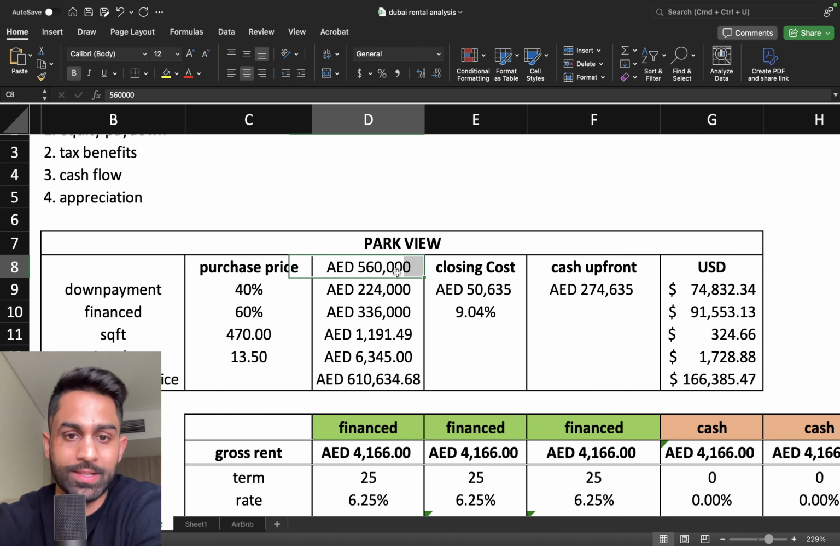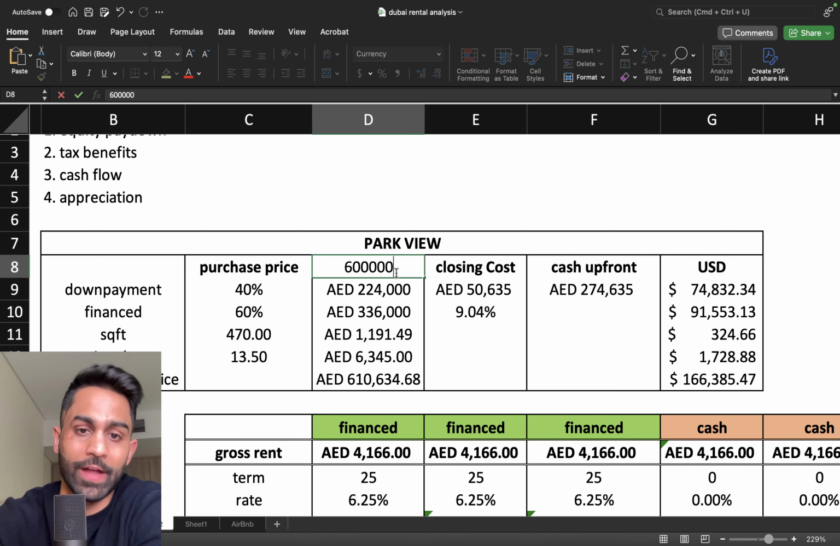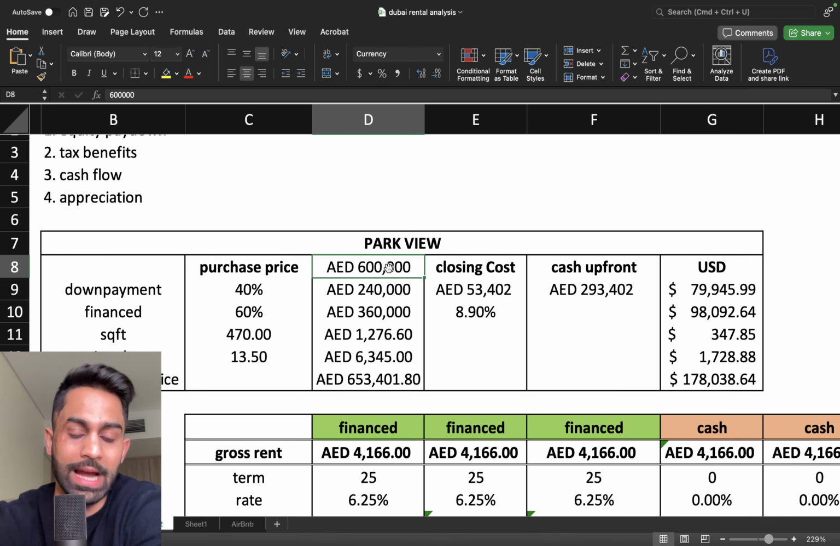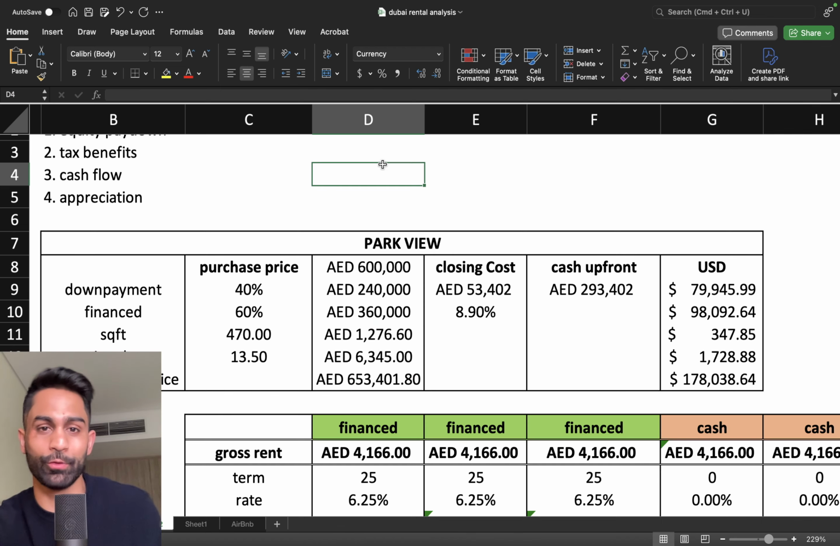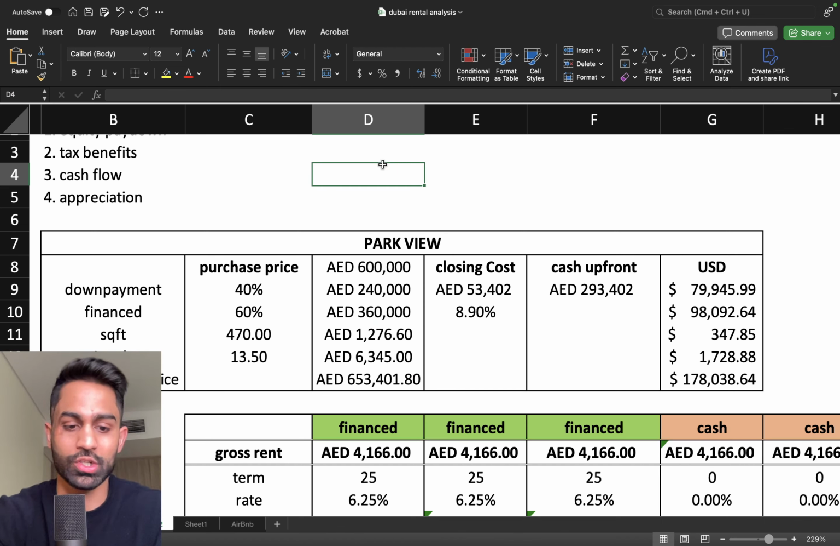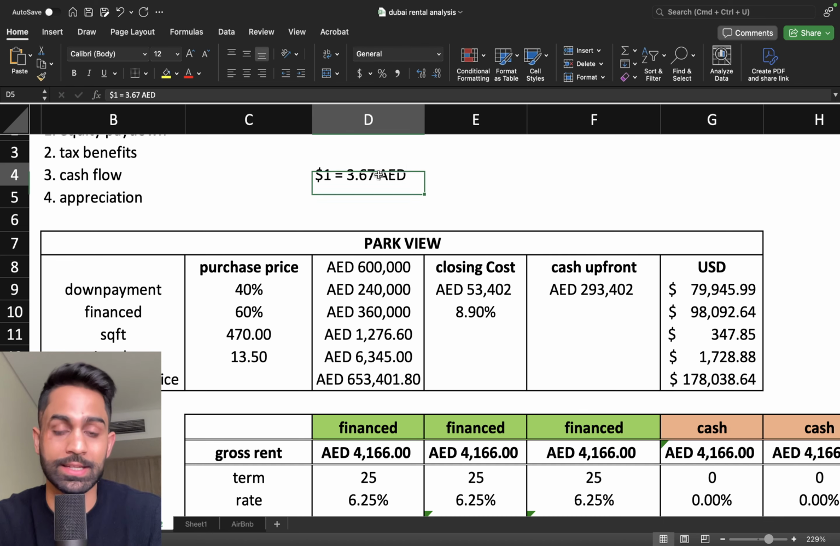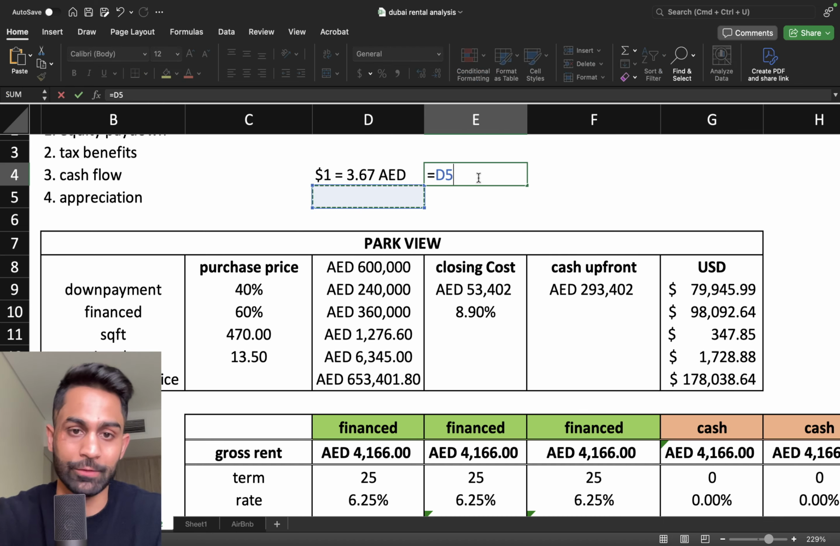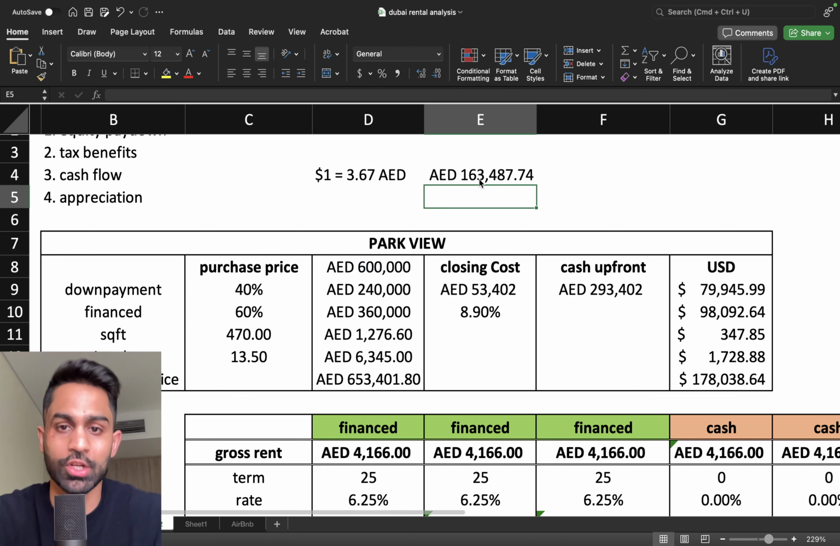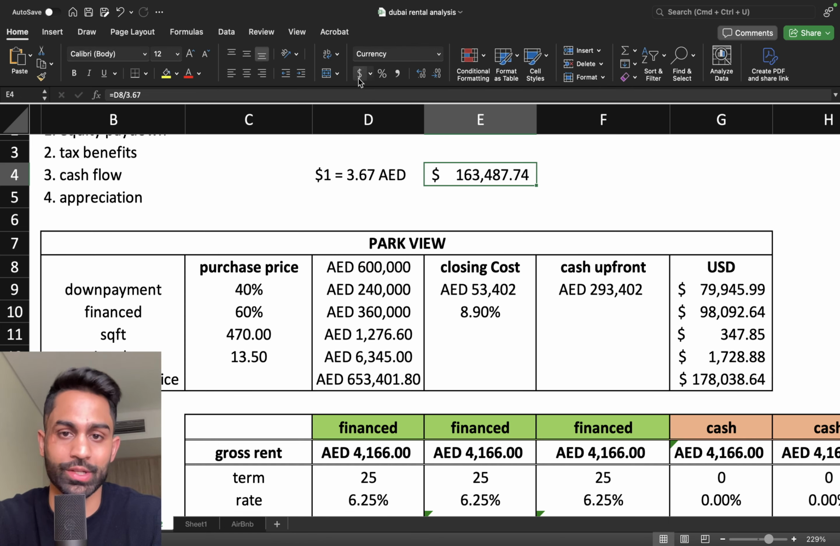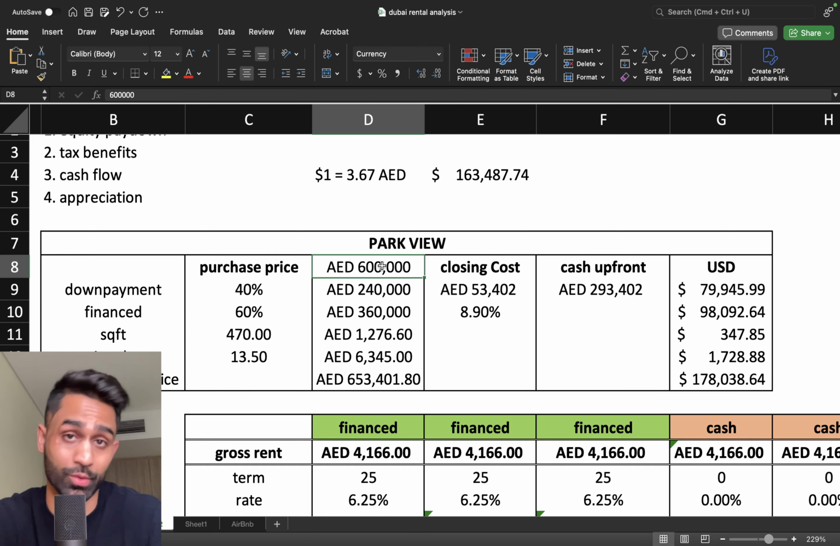So the purchase price, in fact, the seller was asking for 600,000, right? This is the actual amount that the seller was asking, and this is all in AED. Now, to give you some perspective, $1 is equal to 3.67 AED. So that's the conversion rate that we're working with. So basically, if it's 600,000 AED, we're looking at this divided by 3.67. So we're looking at about 163,000 US dollars, right? This property that was listed for.